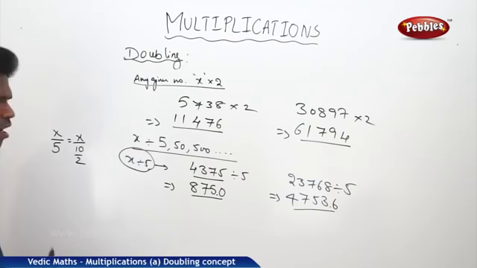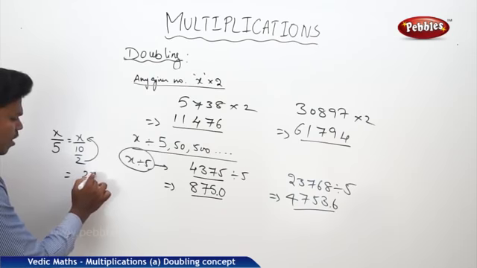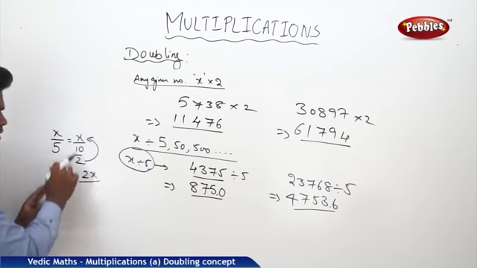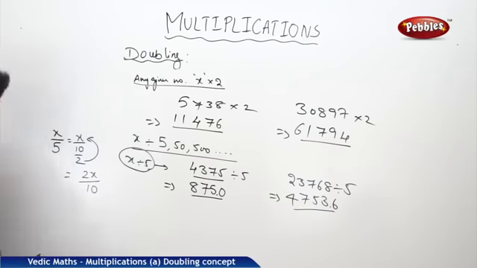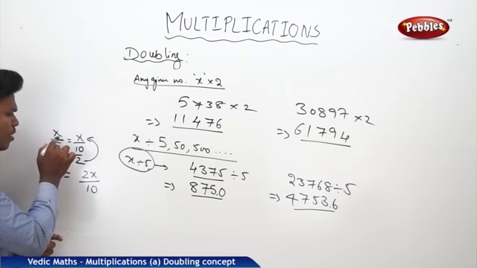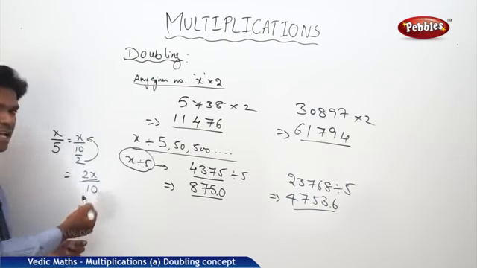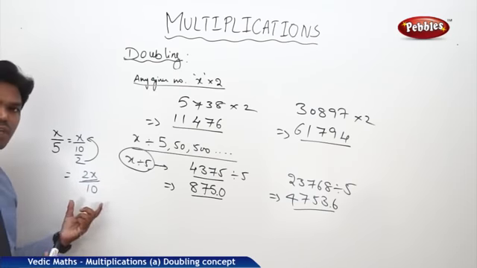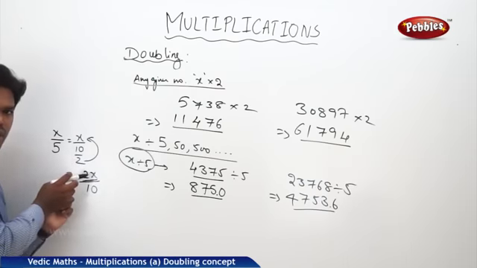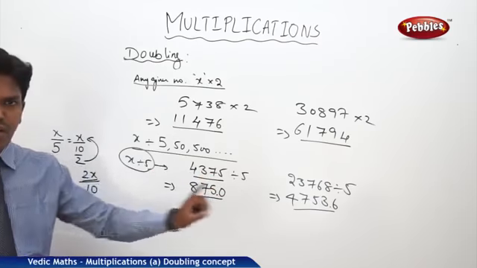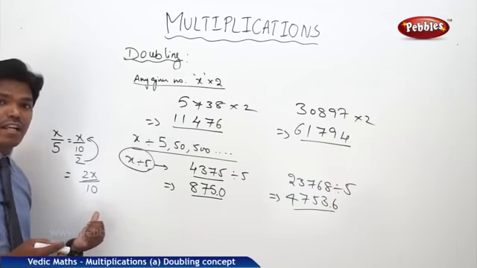Just 10 by 2. Now, 2 will go up, yes or no? If you convert this number like this, it will go up and become 2x by 10. What it means, suppose you want to divide any number by 5, simply double the number and divide by 10. After doubling the number, divide the number by 10. That's what I am going to do. Here I am multiplying a number by 2, that is nothing but doubling only. After multiplying a number by 2, I am dividing the number by 10.